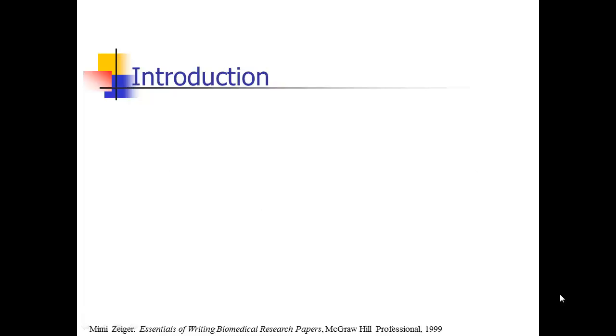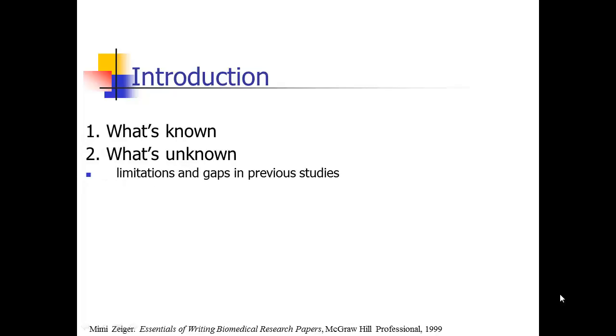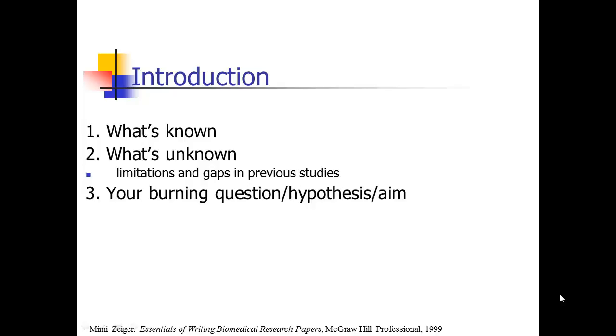Similarly, Mimi Zeiger, in her book that I've referred to before, gives a similar structure for the introduction. She says you start with what's known, so those are the previous studies. Then you give what's unknown, the gaps and limitations in those previous studies. And then again, you move right to the specific statement about your purpose or question that you're trying to answer, or hypothesis or aim. You're going to give that clear statement: we aim to, we hypothesize that.